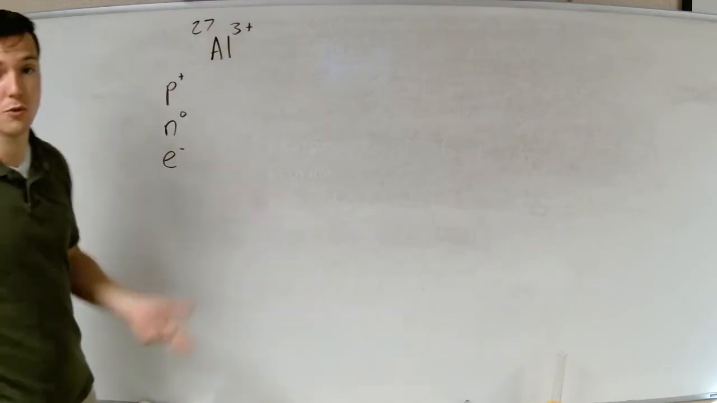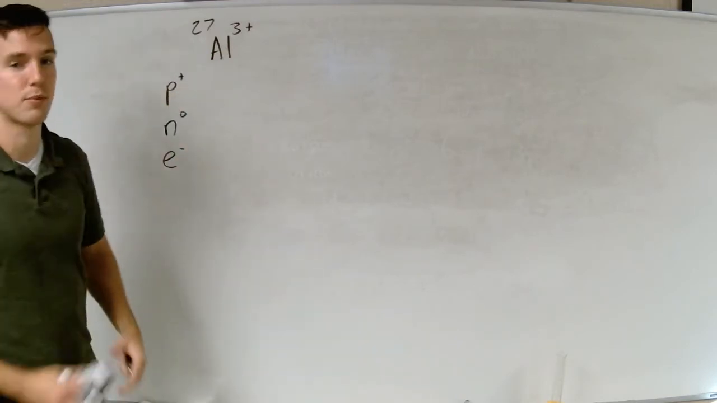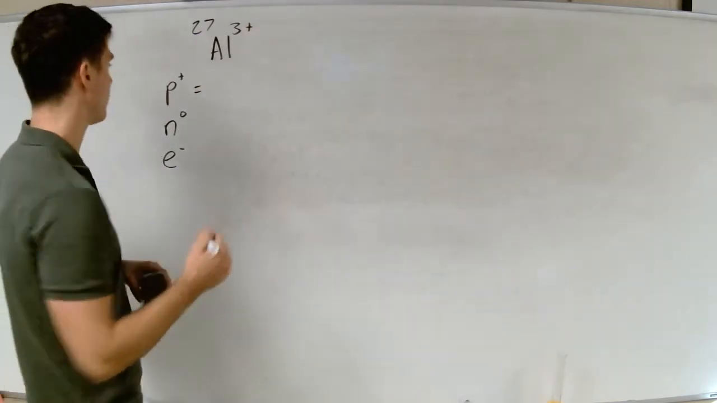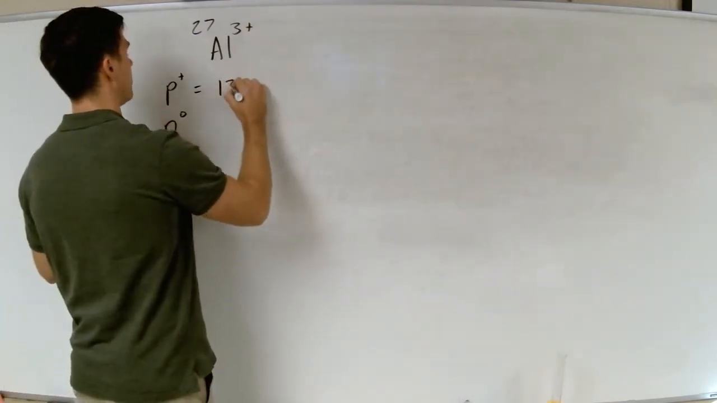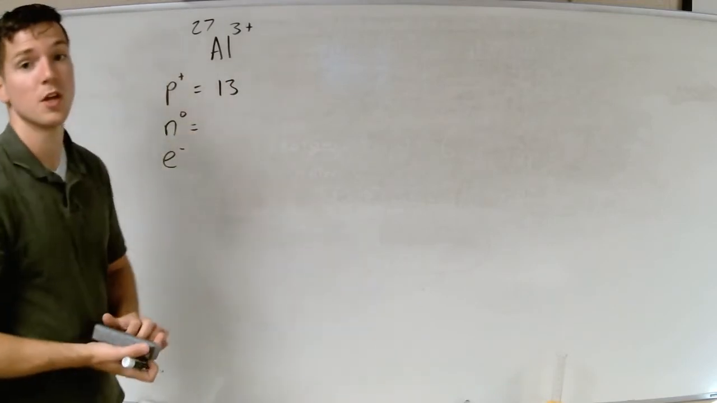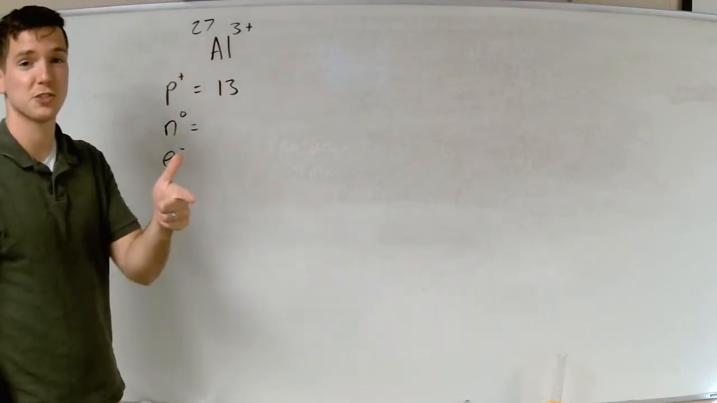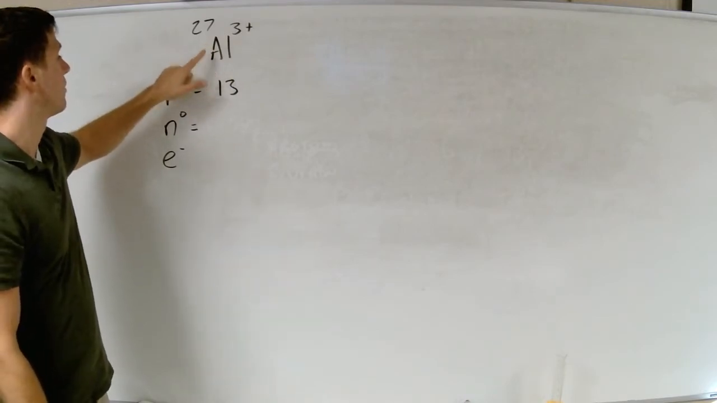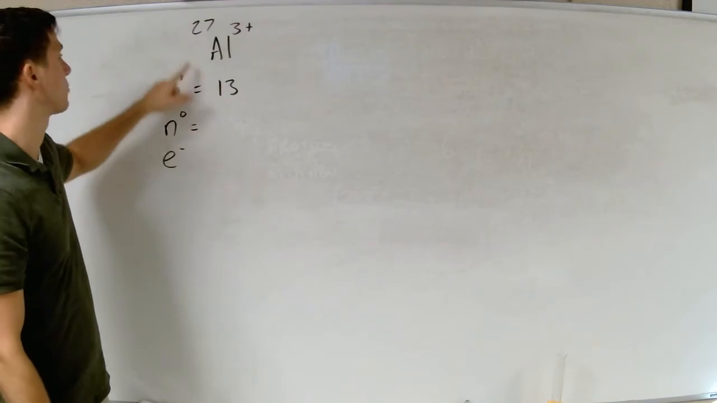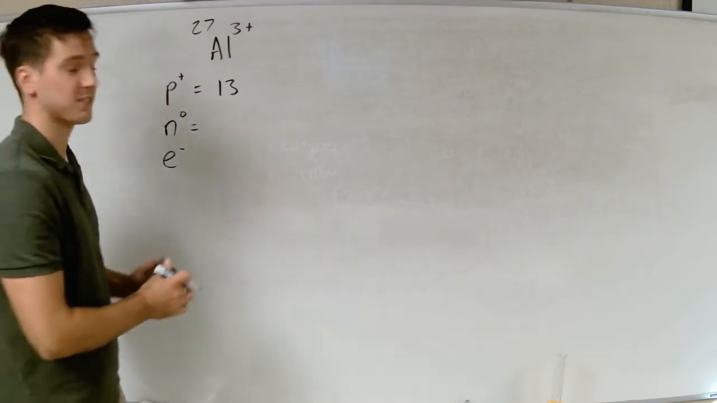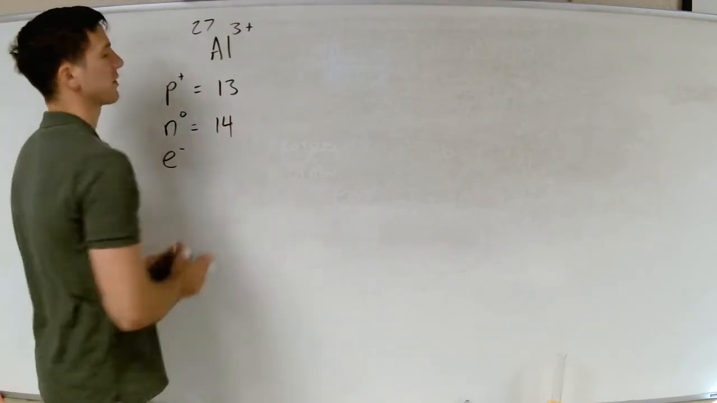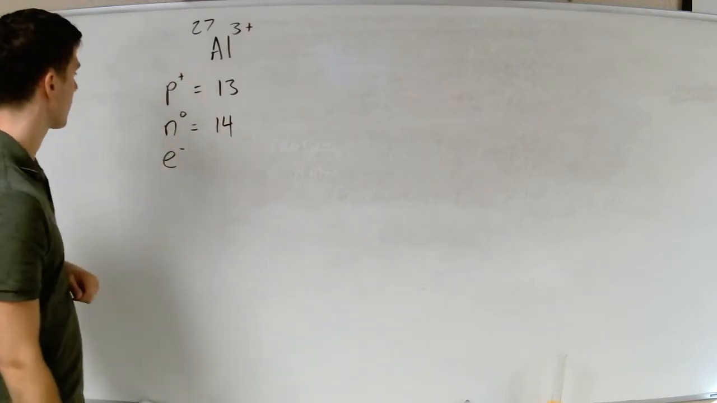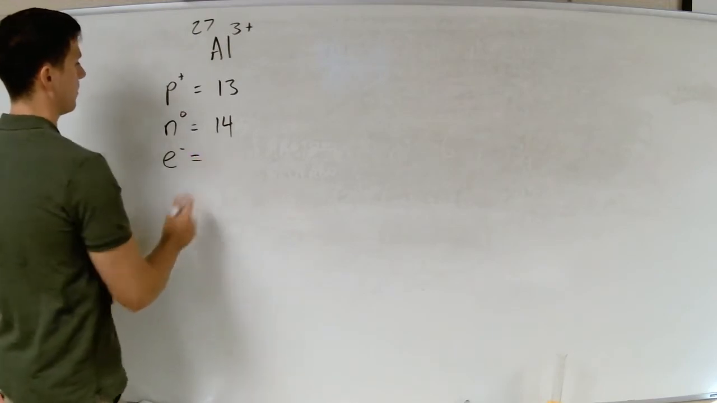Okay? Well, let's go through this, okay? Protons for aluminum. Again, we get that from the periodic table. We look at the number above it. It is going to be 13, okay? Neutrons, remember your protons plus your neutrons is going to equal that mass number of 27. So protons plus neutrons has to equal 27. So neutrons must have to equal 14. So 13 plus 14 equals 27. We're good to go.